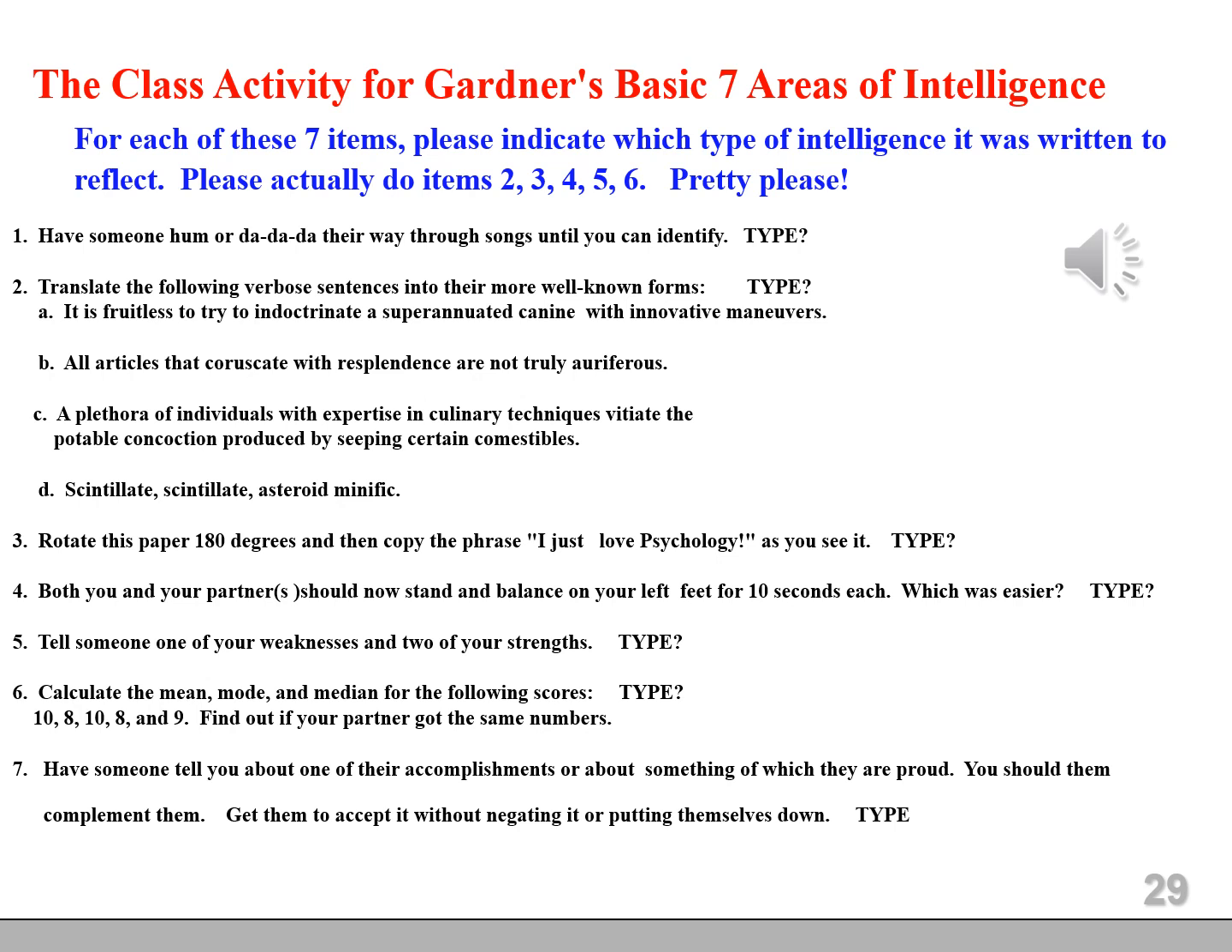Number 5, getting at self-knowledge. In other words, intrapersonal knowledge. Number 6, obviously the math of math and logic.